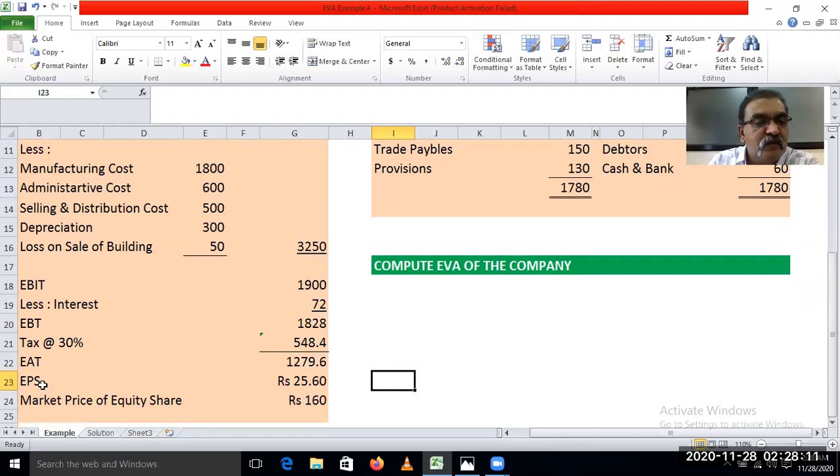Earning after tax 1,279.6. Earning per share, EPS, that is earning after tax divided by number of equity shares, is rupees 25.60, and the market price of the equity share is also given, that is rupees 160.